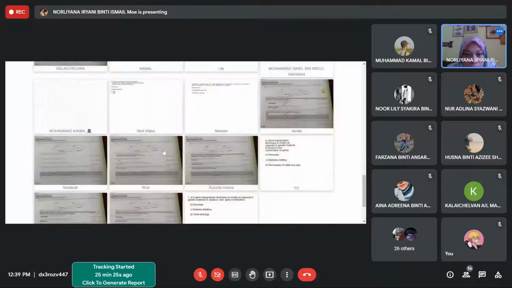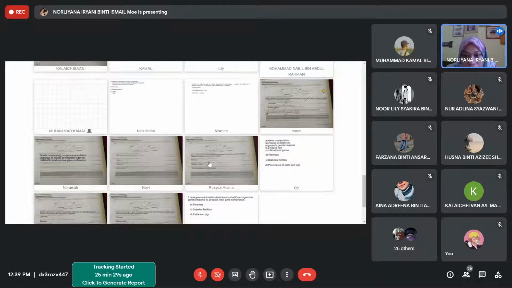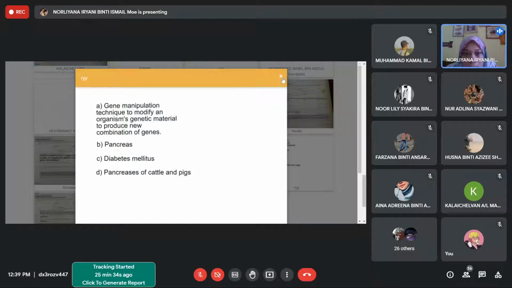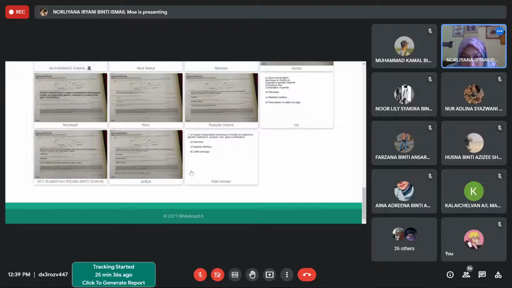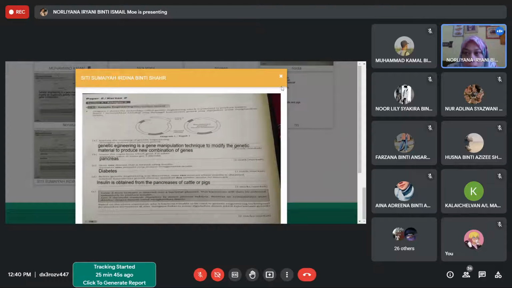Aisyah, nothing, blank. Pancreas of pigs and cattle. Rushda, okay, correct. All correct, I guess. Wan Amir, cattle and pigs. Sophia, I can't see. Okay, cattle and pigs. Siti Sumaya, obtained from the pancreas of cattle and pigs.